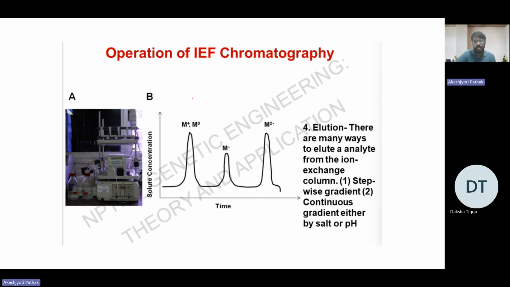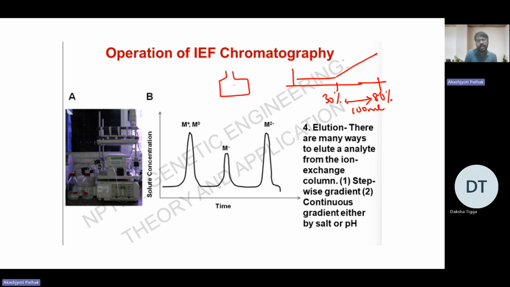Then elution. For ion exchange chromatography, a gradient elution is done. A particular salt concentration is used, and after a particular volume you increase the salt concentration gradually, for example from 30% NaCl to 80% NaCl over a column volume of about 100 ml. In ion exchange chromatography you have two mobile phases, mobile phase A and mobile phase B. Mobile phase A has a low salt concentration, and mobile phase B has a high salt concentration. In the elution step, the concentration of B is gradually increased.